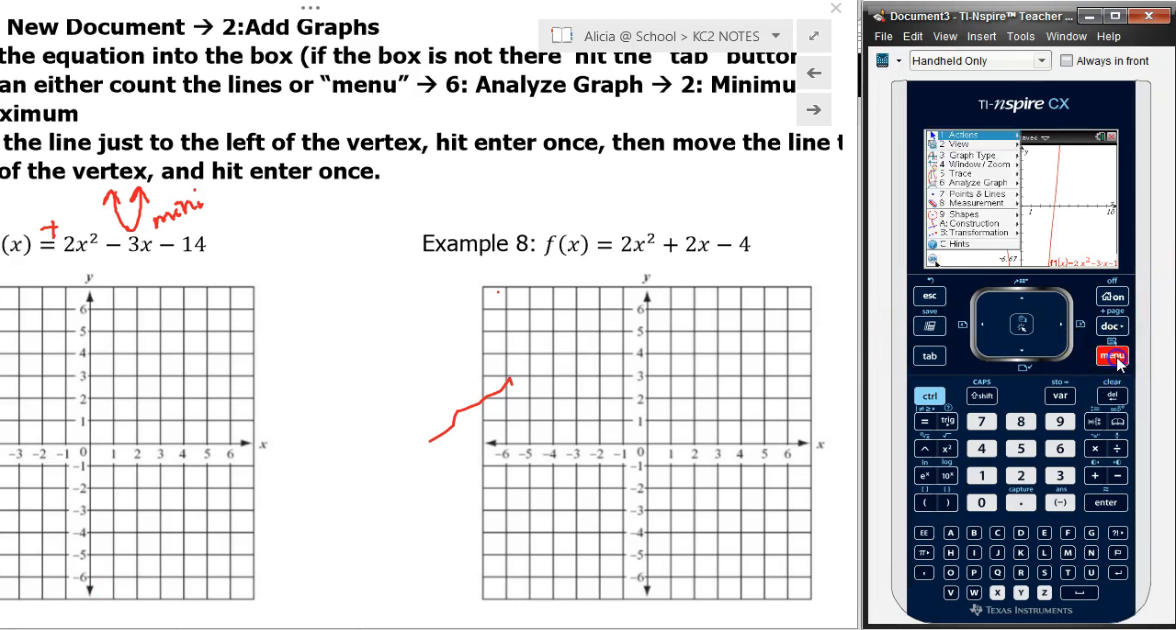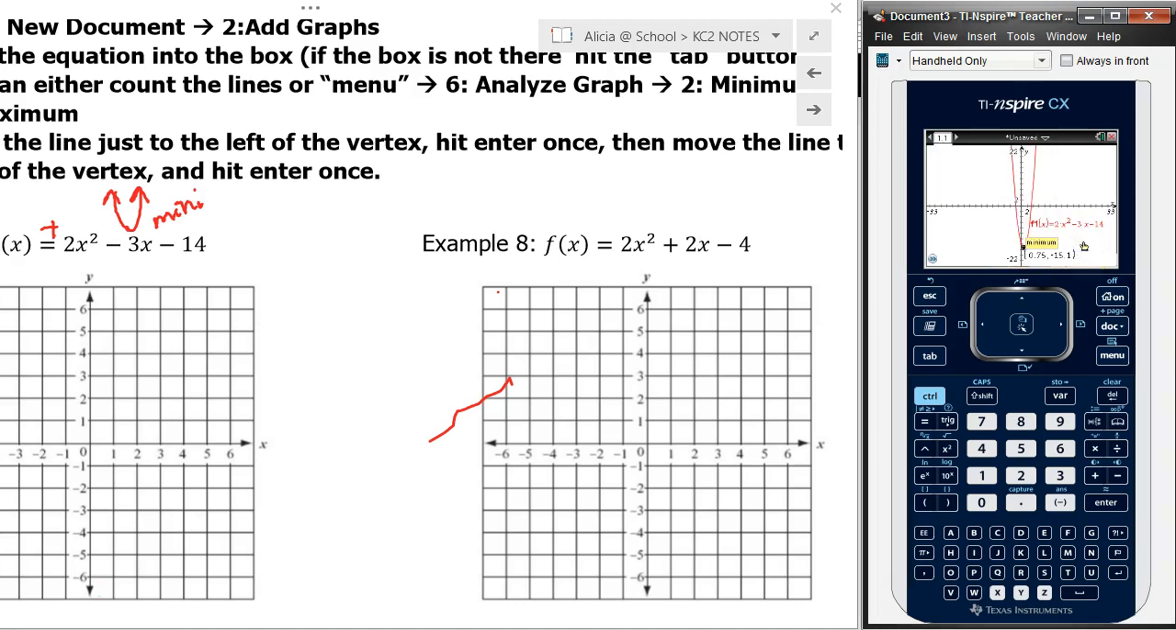So I'm going to click Menu here. I'm going to go down to Analyze Graph. We already decided that this is a minimum, so I'm going to click Minimum. And then we see that little dotted line again. Now, we have to scroll to the left of it, so I'm going to scroll down here, click enter, and scroll all the way right of it.